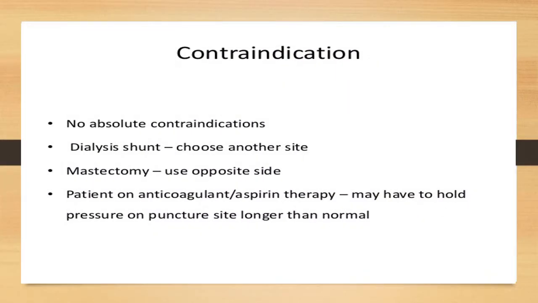Coming to the contraindications, no absolute contraindication. So mainly we have to make sure whether the patient has a dialysis shunt. If in the particular arm the patient has a dialysis shunt, we have to select the opposite side. And for mastectomy also you have to use the opposite side, and the patient on anticoagulant or aspirin therapy may have to hold pressure on puncture site longer than normal, because the patient receiving anticoagulant or aspirin may have bleeding.